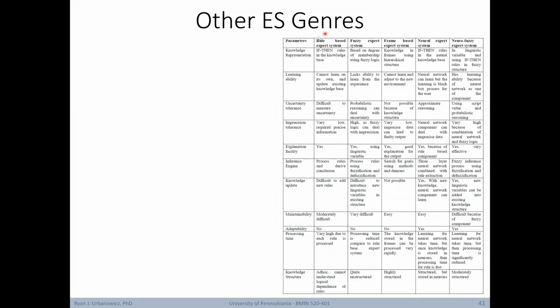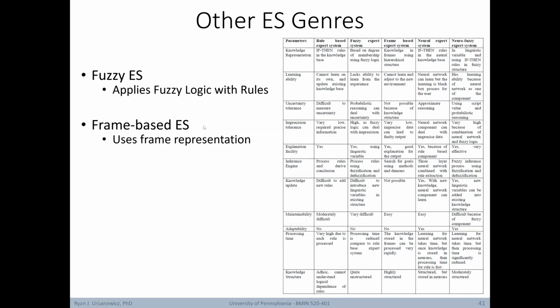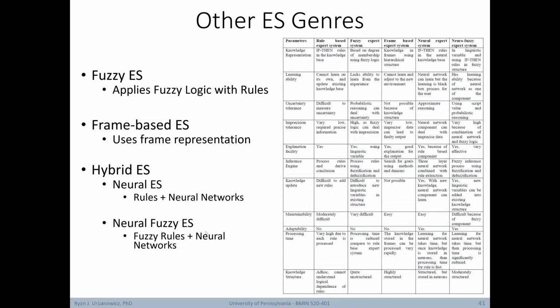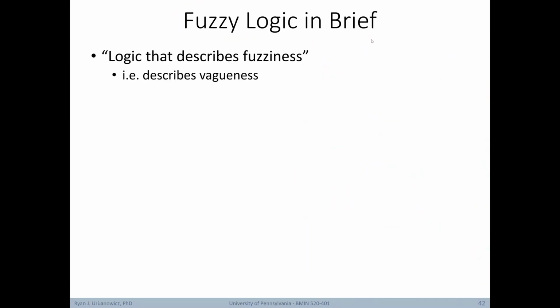Here we have the rule-based expert systems that we just covered, but there are also fuzzy expert systems, which apply something called fuzzy logic within rules, frame-based expert systems, which are basically expert systems that use the frame representation that we'd already learned about, hybrid expert systems, such as neural expert systems, which basically combine rules with neural networks, or neural fuzzy expert systems, which combine fuzzy rules with neural networks. While not a focus of this course, feel free to explore this table in more detail if you want to learn a little bit more about the subtleties behind some of these different methods. In the next few slides, we'll take a quick tour of some of the key points. First, we'll start by looking at this idea of fuzzy logic in brief.